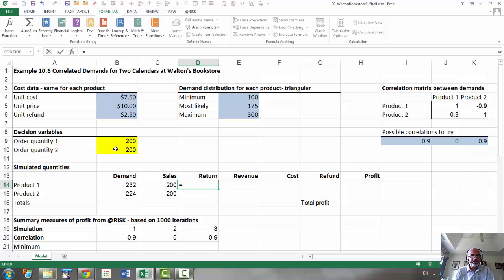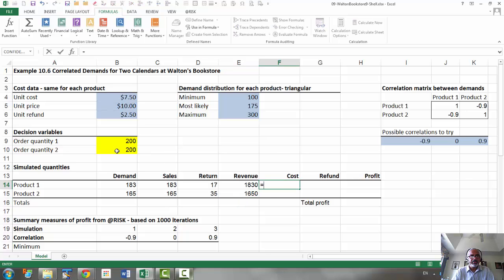Return is first order quantity minus sales for the first product, and same for the second product. Revenue is sales for the first product times unit price. Same here, sales times the unit price. Here we are assuming that the price for the 2 products will be exactly the same.